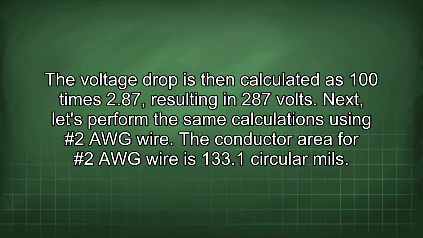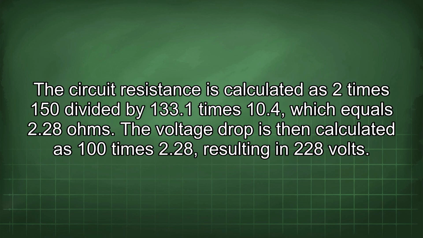Next, let's perform the same calculations using #2 AWG wire. The conductor area for #2 AWG wire is 133.1 circular mils. The circuit resistance is calculated as 2 times 150 divided by 133.1 times 10.4, which equals 2.28 ohms. The voltage drop is then calculated as 100 times 2.28, resulting in 228 volts.